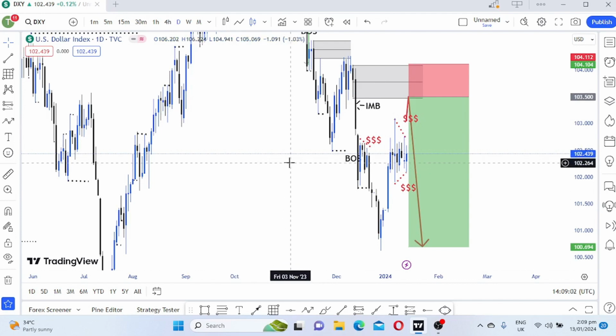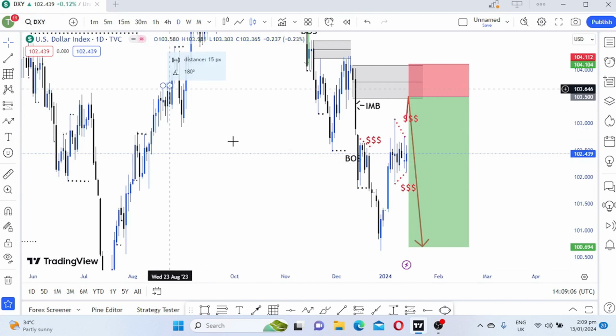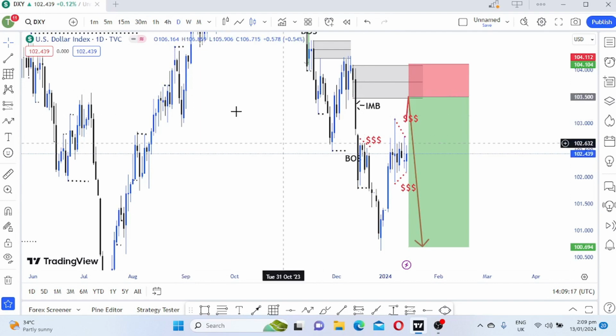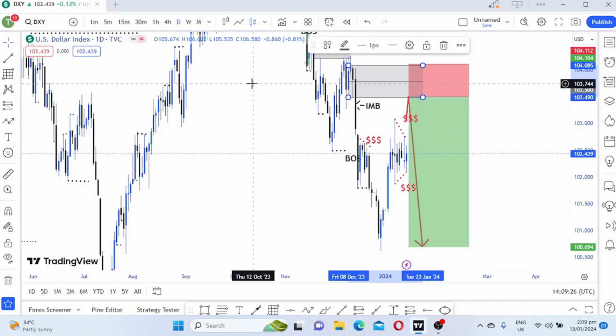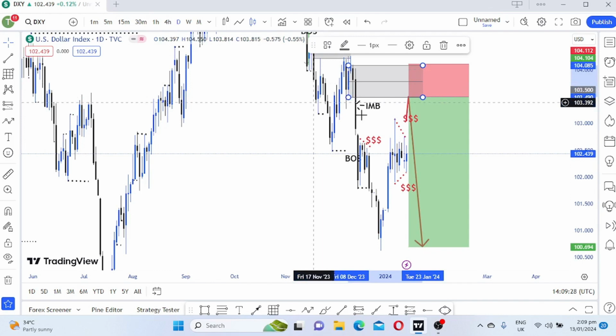So guys, as usual, we start with a DXY analysis. As you can see on the chart, this is our DXY on the daily time frame. Here we see that we have our supply zone up here, and that is where I expect price to go, because we have an imbalance up here.